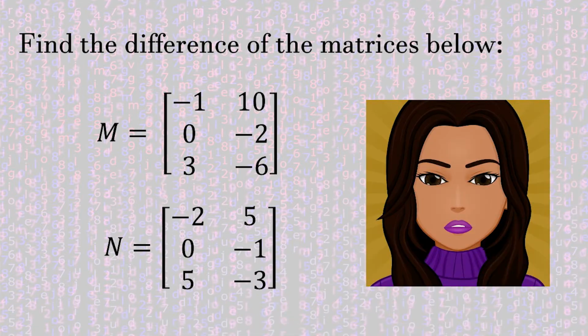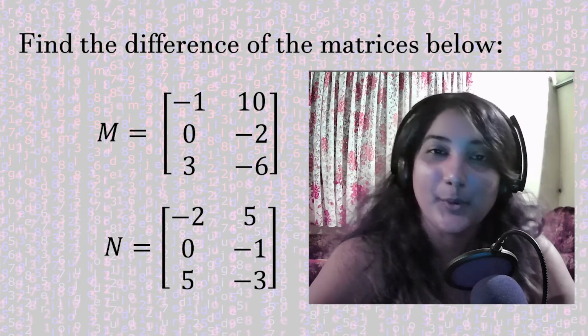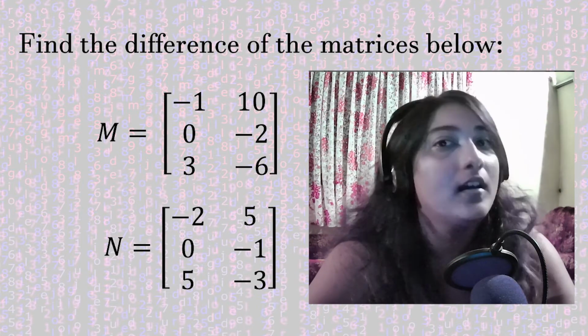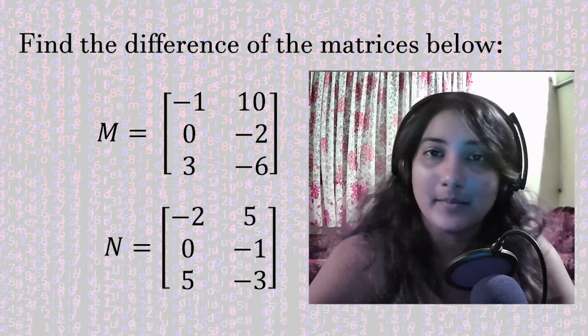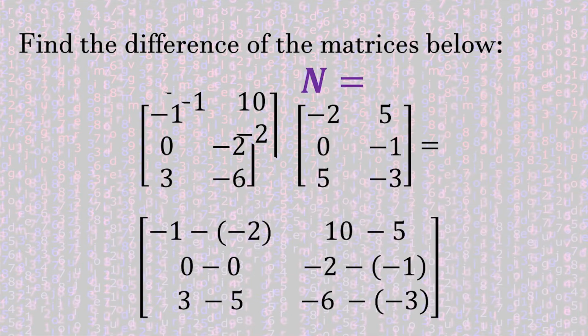order. Do you think we can find the difference of these matrices? If you said yes, that's correct. The order of these two matrices are the same, so we can perform the operation. All you need to do is perform the operation of subtraction on any two corresponding elements, and you'll get the result. So you can take your time and try doing the difference.